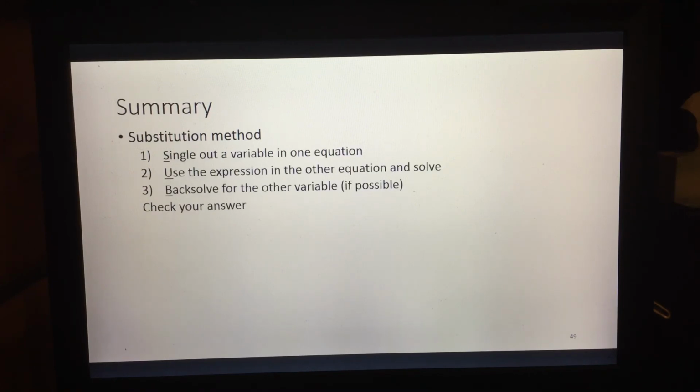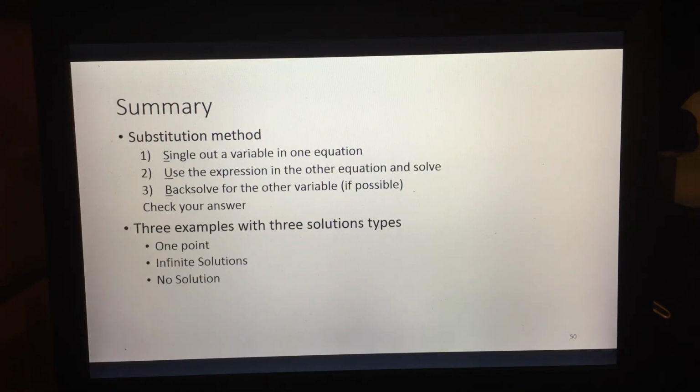So that's it for substitution. So just to summarize, in this tutorial, we learned the substitution method. And this is the easy three-step process, SUB. And don't forget to check your answer. And remember, we looked at 3 examples here with 3 solution types: 1 point, infinite solutions, and no solution.